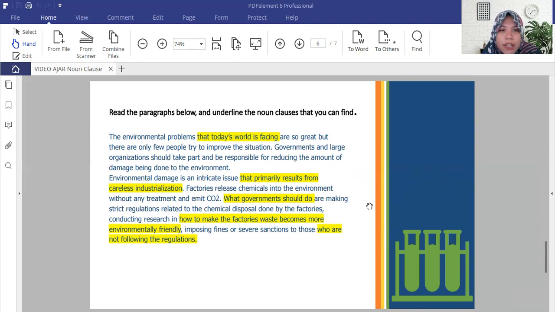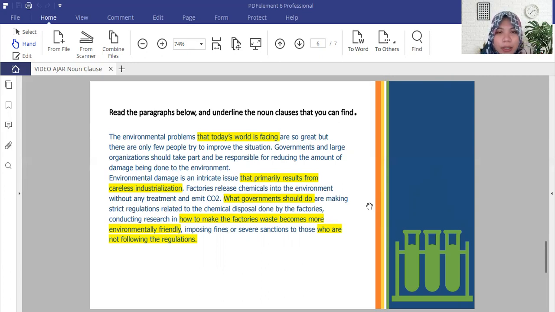And then after that, we move to the second paragraph. Environmental damage is an intricate issue that primarily results from careless industrialization. So this becomes an object, that primarily results from careless industrialization. And then "what government should do" here, we can see that it becomes the subject of the sentence, because we found a verb after the noun clause itself.